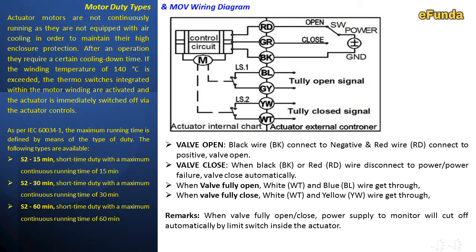When the valve is fully open, the white and blue wires get through. When the valve is fully closed, the white wire and yellow wire get through. When the valve is fully open or fully closed, the power supply to the motor will be cut off automatically by means of limit switches inside the actuator assembly. This is the MOV internal wiring, which we have included as part of this topic so that we can brief on their internal wiring.